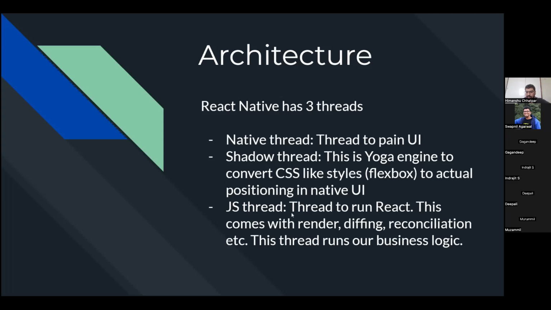And then there is the third thread, the JS thread. This thread is to run React. It comes with your render, diffing, reconciliation, and stuff like that. This is the main thread that runs our business logic. You fetch data from the server through this thread. You run computations over here. So these are the three threads that are actually running in your React Native. Again, I'll summarize: the native thread is for painting, the shadow thread effectively converts CSS to native styles, and the JS thread is where React runs.